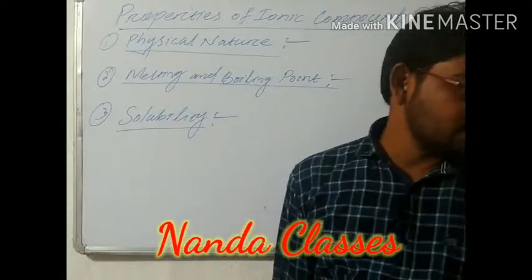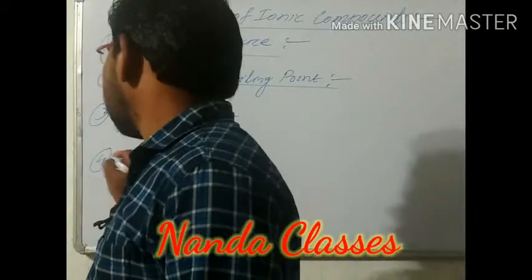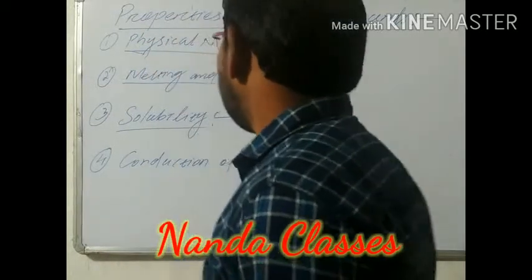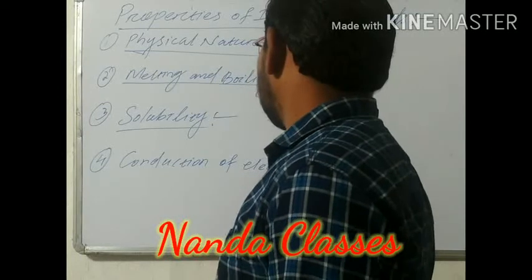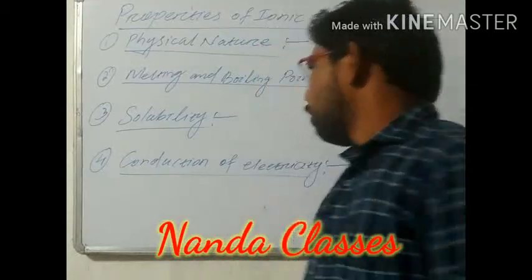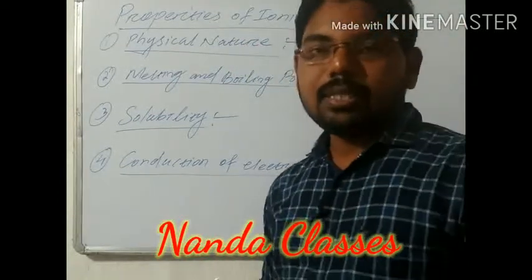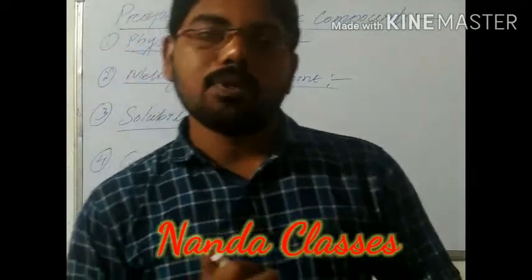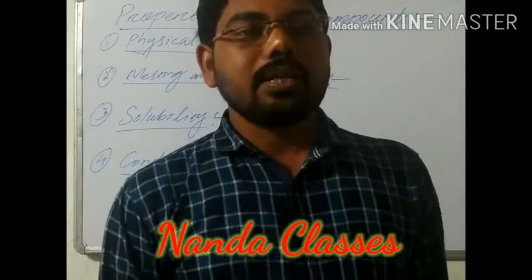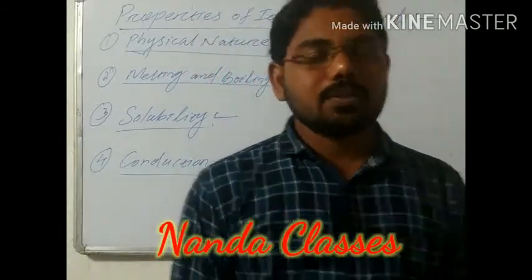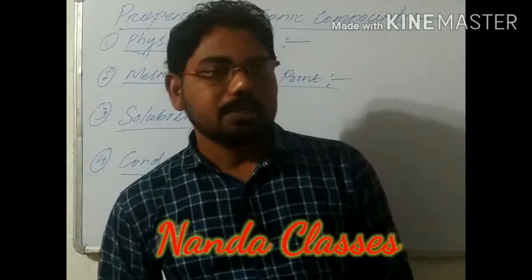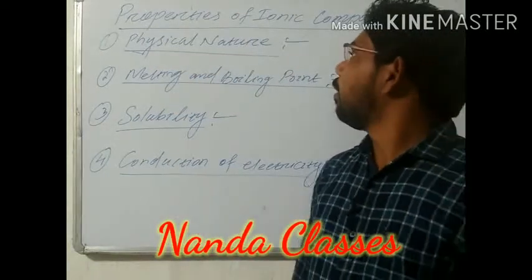And the next property is conduction of electricity. The number 4 property is conduction of electricity. Ionic compounds conduct electricity in their aqueous solutions or molten state, because in aqueous solution or molten state, free ions are present. That's why they can conduct electricity only in aqueous solution or molten state, but they do not conduct electricity in their solid state. So these are the important properties of ionic compounds.